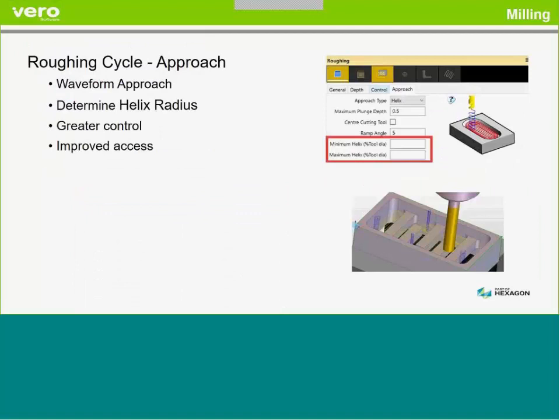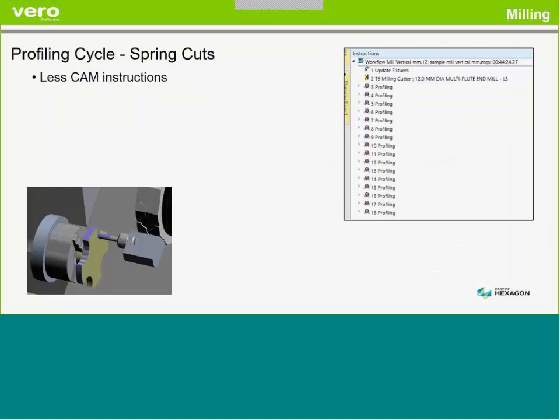In the roughing cycle, a real popular one is waveform machining. We've now improved the approach type, so we're now noticing that we've got minimum and maximum values. So this allows us to have a better scope of approach. Lots of tool manufacturers do nag us to state the upper and the lower radiuses when we do helix, and this is now completely true inside 2018 R1.